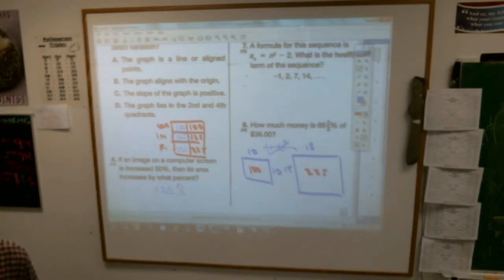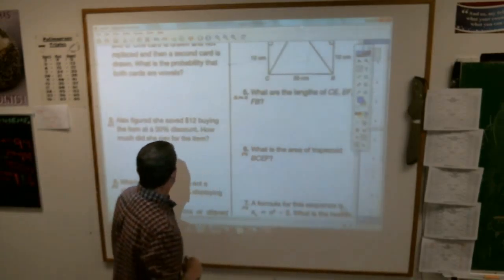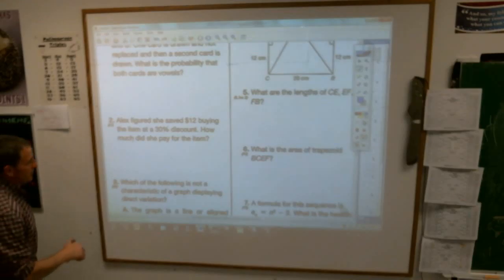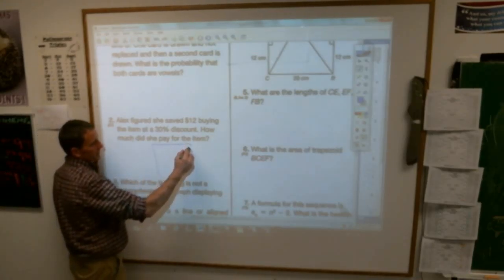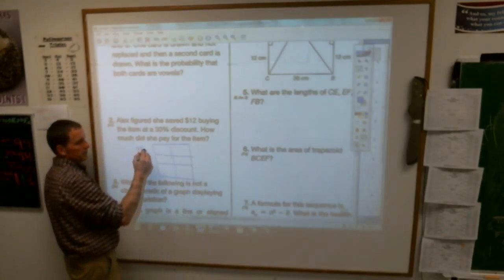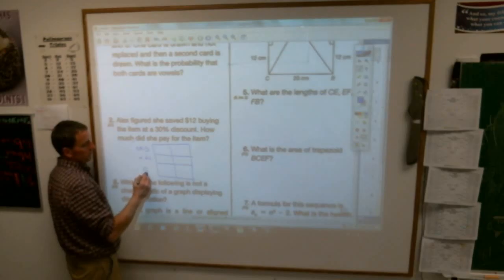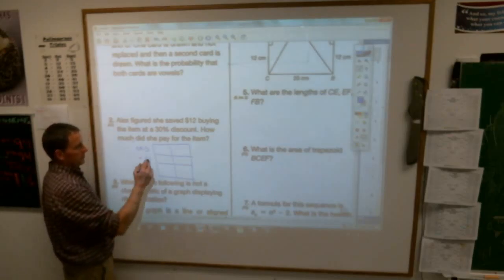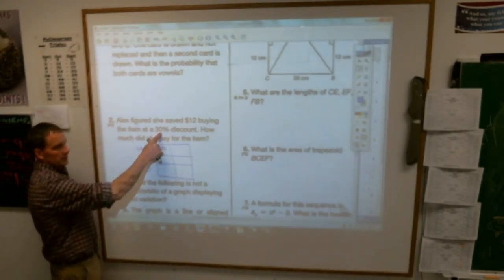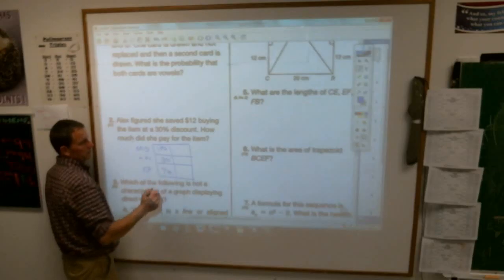MD? Number 2. Alex figured she saved $12 buying the item at 30% discount. How much did she pay for the item? Again, best way to do this, draw your box. Fill in the blanks. It's a discount, so you have your original price, correct? Minus the discount equals your final price. And the original is always 100%. I don't know if I know any of the other stuff. Oh, I do know the discount. The discount is 30%. So the final percent was 70%. I know all my percentages.